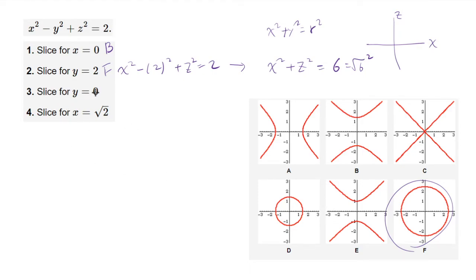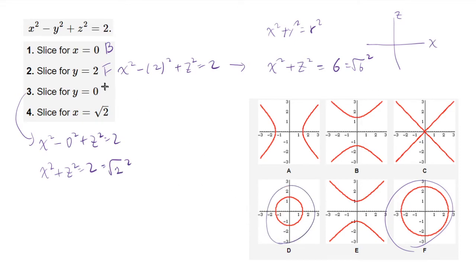Now slice for y equal to 0, x squared minus 0 squared plus z squared is equal to 2, and therefore in the same way this will be a circle of radius square root of 2, and that would be this one, right? So this will be d.